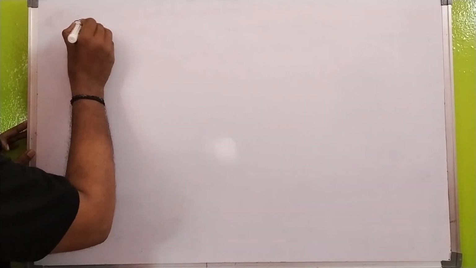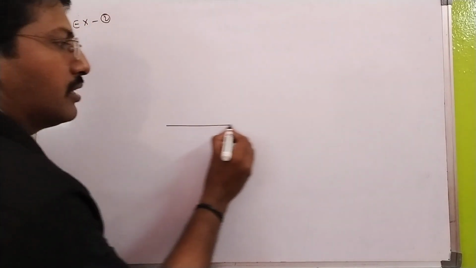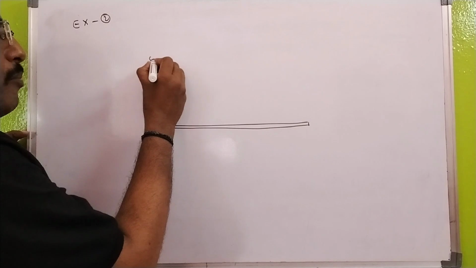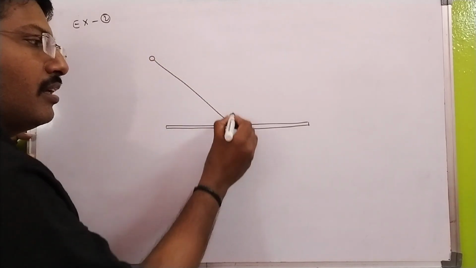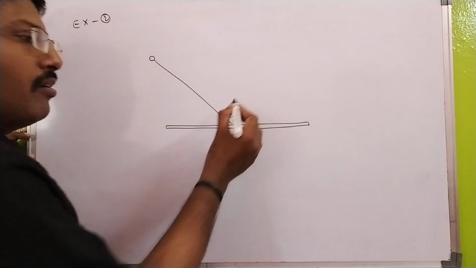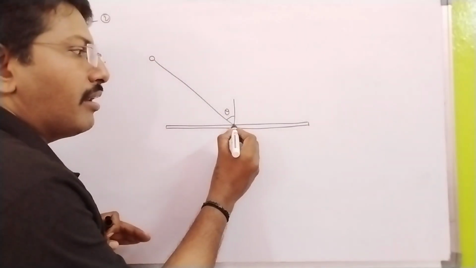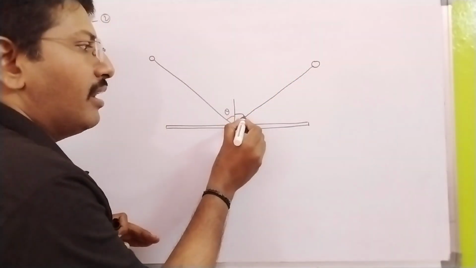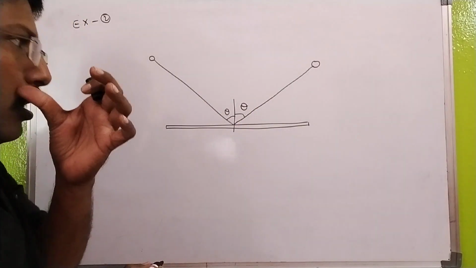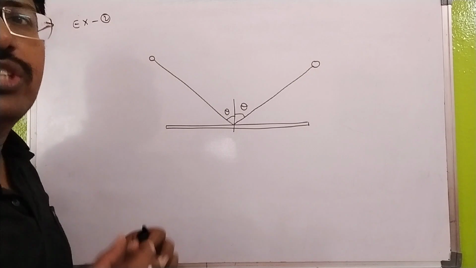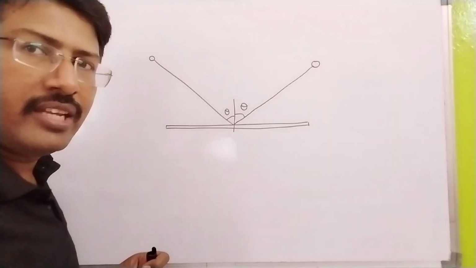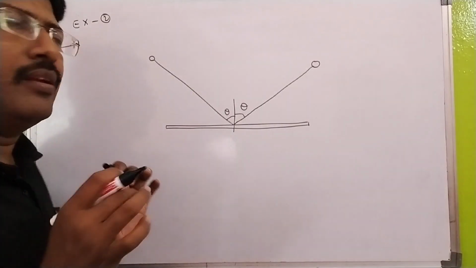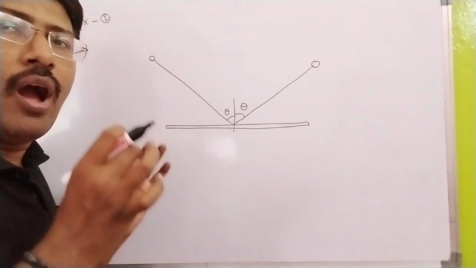Next, second example. Example 2. This is a smooth surface. A ball is projected at an angle theta with the normal. It rebounds at the same angle theta and with the same speed. Now they are asking the question, what is the change in momentum? See here, simply I will tell you shortcut tricks. My dear students, I will tell you only shortcut tricks.